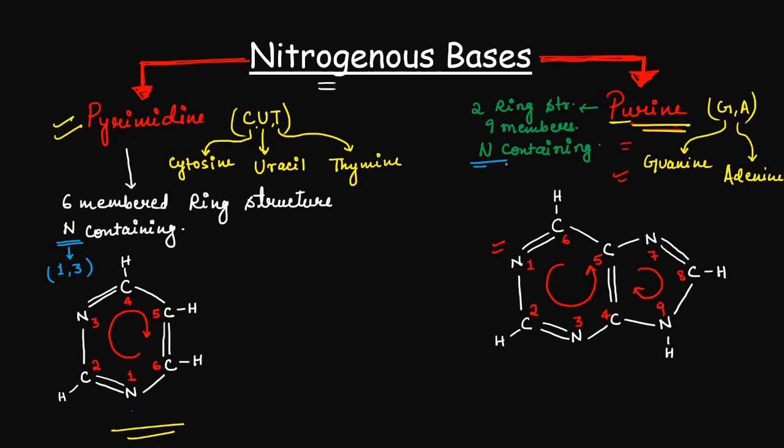The position of nitrogen in case of purine is: it is present on the 1st, 3rd, 7th and 9th positions.